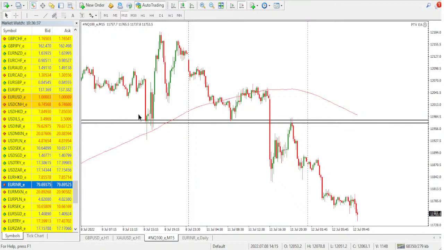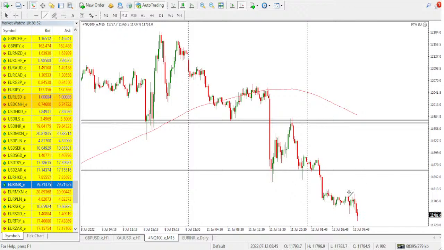So we have a support here. We have a support here. There is a break below that support, and then there is this resistance. So the price went down. We had a support, had a support, had a support. There is a break below that support. So as we're speaking now, we are looking at a shape.